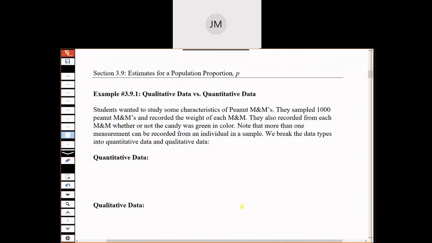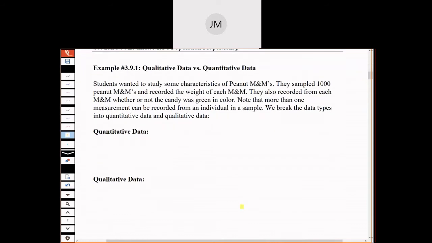Okay, let's look at some examples. Students wanted to study some characteristics of peanut M&Ms. So they sampled 1,000 peanut M&Ms and recorded the weight of each M&M. They also recorded from each M&M whether or not the candy was green in color.